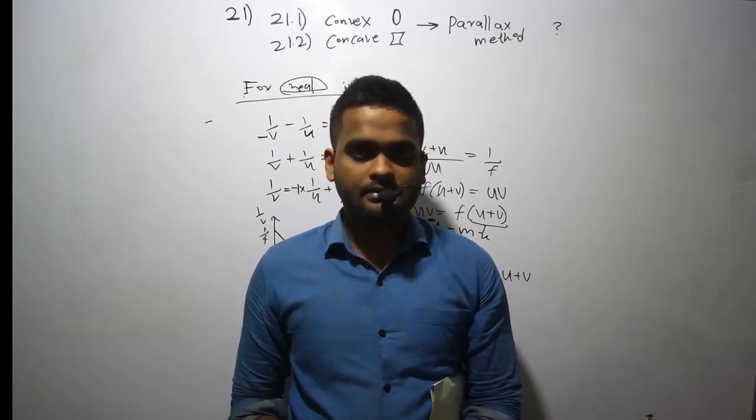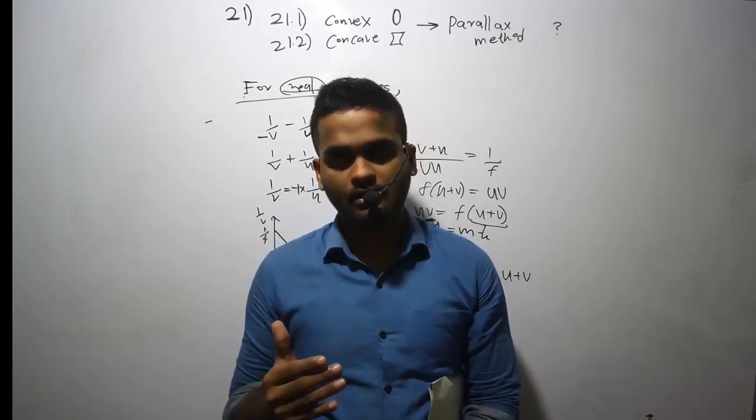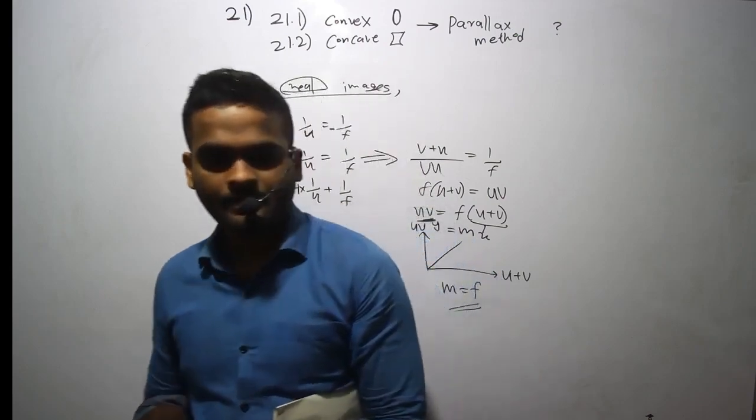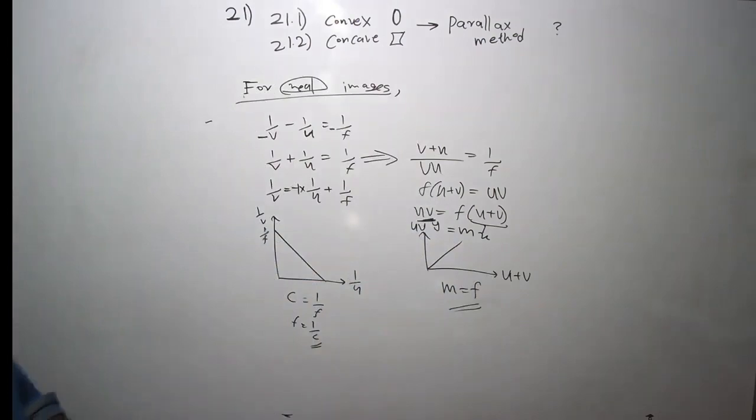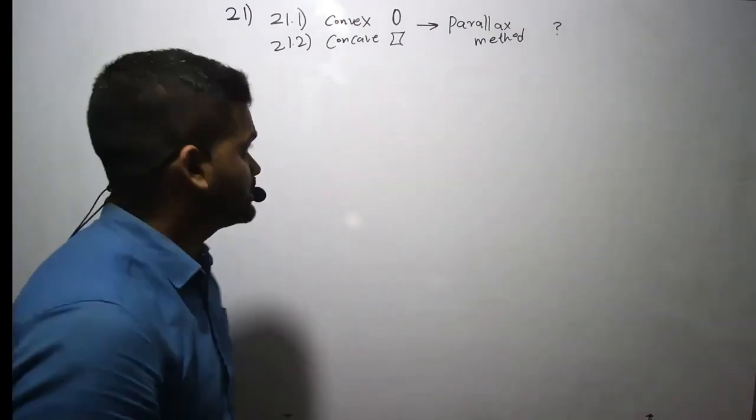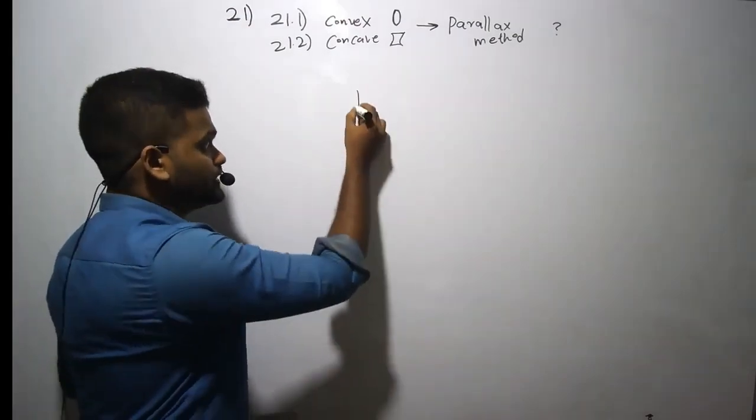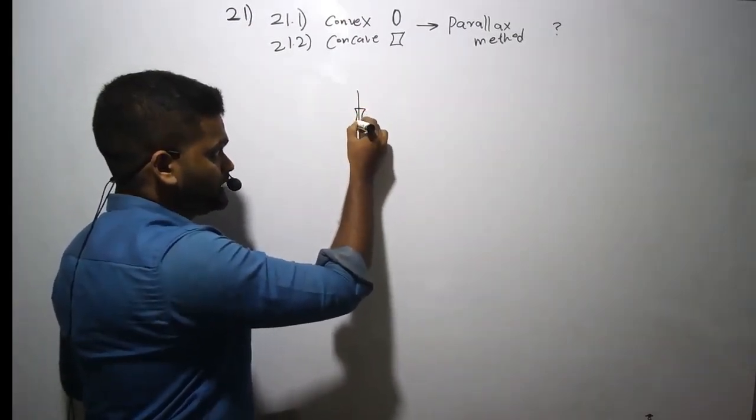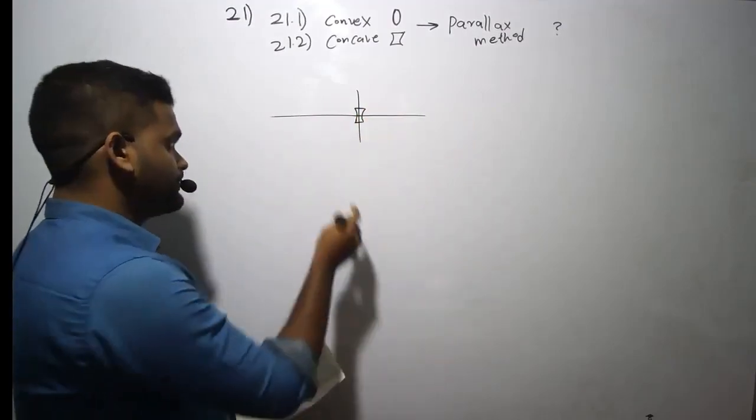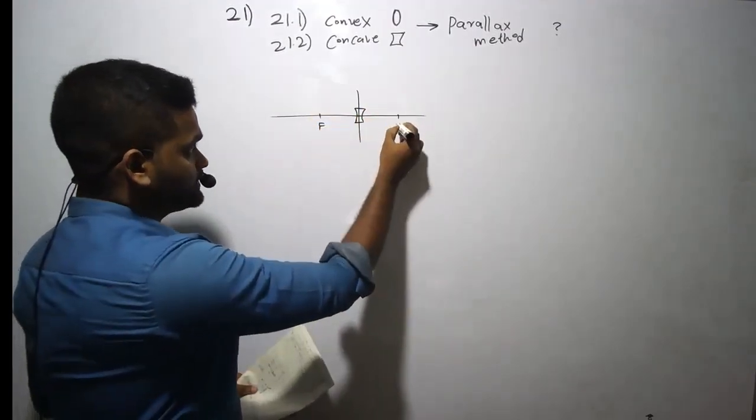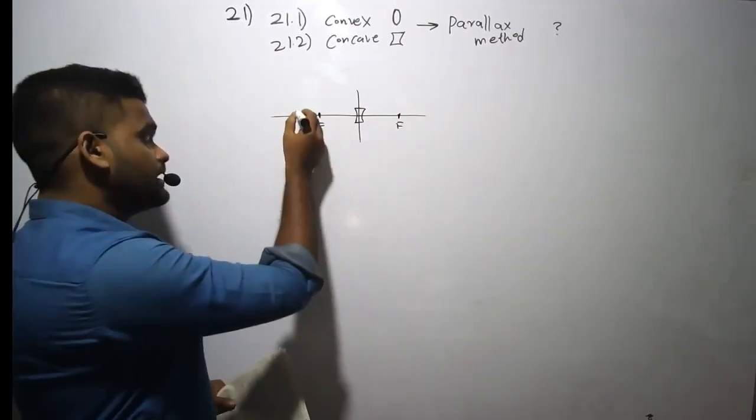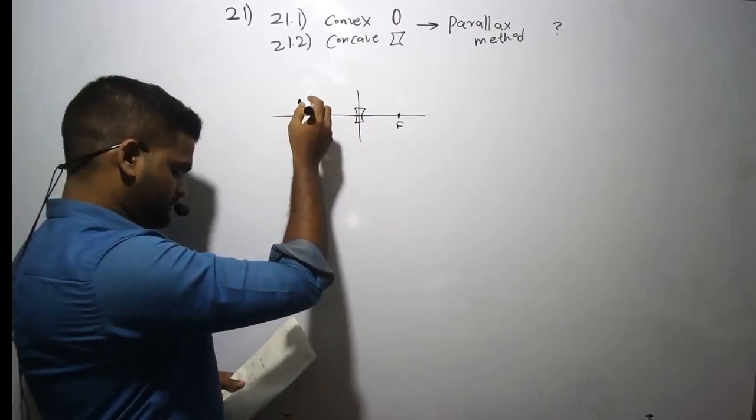Then we have to discuss how to find the focal length of a concave lens. So let's see that. First you have to understand the nature of images formed by a concave lens. Let's say the primary focus is here and the secondary focus is here for the concave lens. Then if you place an object, what happens?